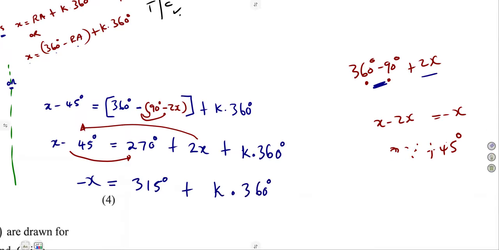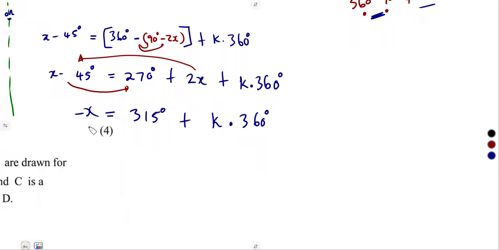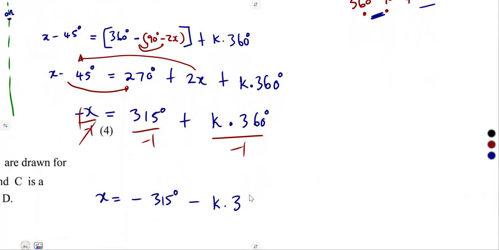So to find the value of x, we have to get rid of what is affecting our x, which is a negative. This is negative x, not x. The general solution is for x, not minus. So we must get rid of the negative there. Divide by -1 each and every term of our general solution. That's our x can be written as negative 315 degrees minus k times what? 360 degrees.